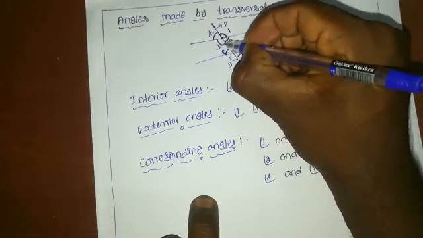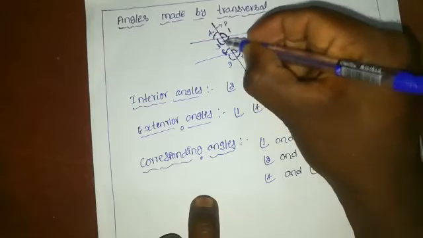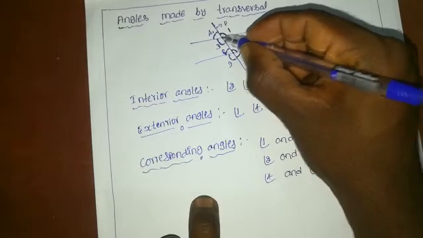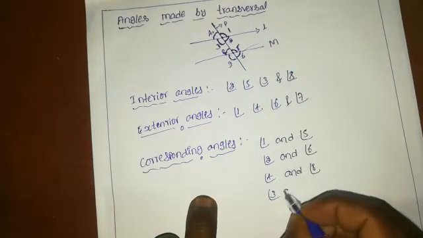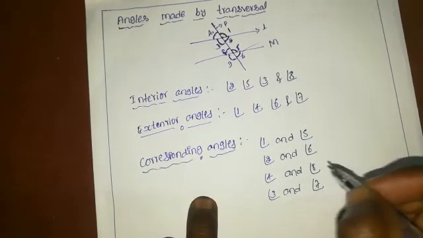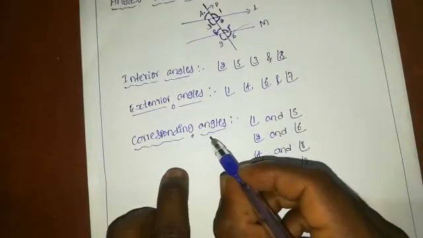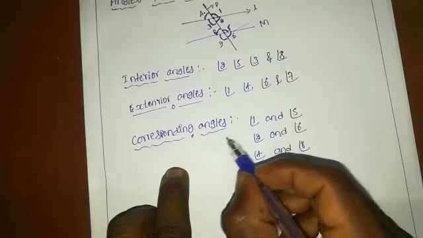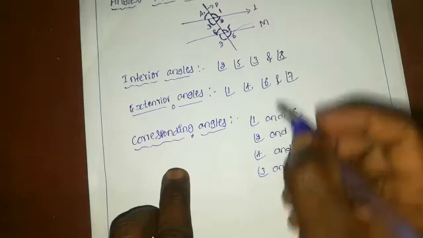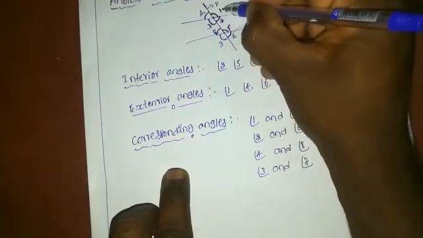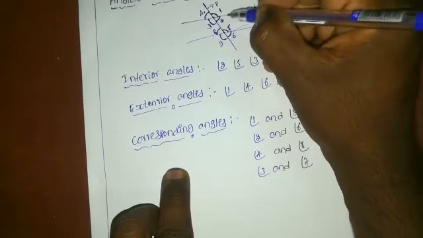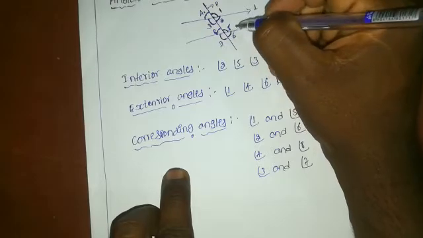And then angle 3 and angle 7. These two are present on the same side of the transversal line and both angles have different vertices. Angle 3 and angle 7 are corresponding angles. You know the meaning of corresponding angles: they have different vertices and are present on the same side of the transversal. This is the transversal line. Angle 1 and angle 5 are present on the same side of the transversal. Like this, we call them corresponding angles.